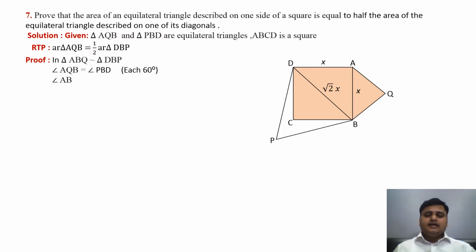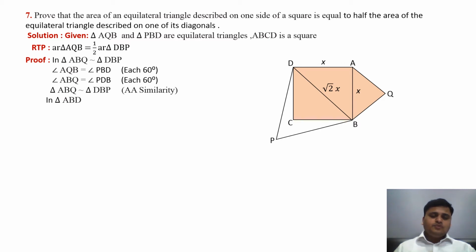Similarly, angle ABQ is equal to angle PDB, again 60 degrees. So these two triangles become similar by angle similarity. And if triangles become similar, then their corresponding side ratios are in proportion.